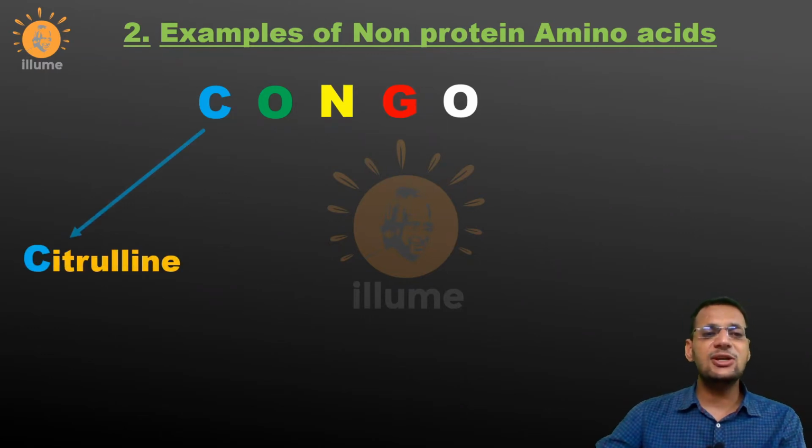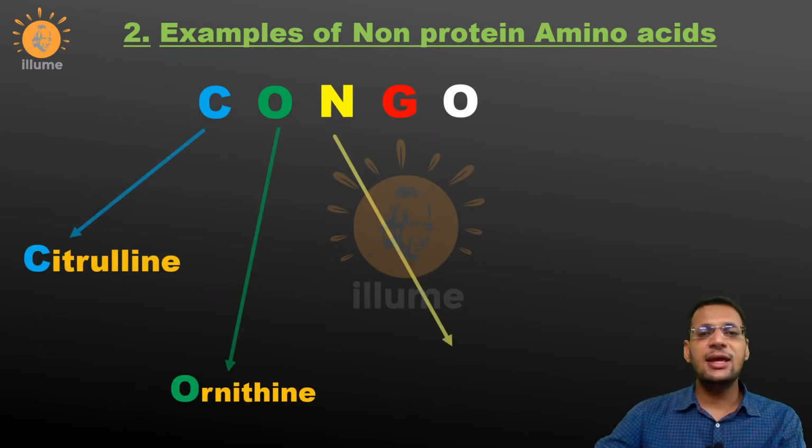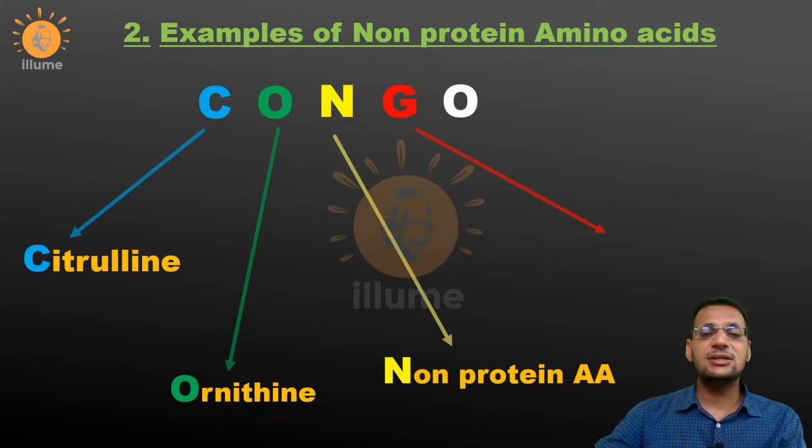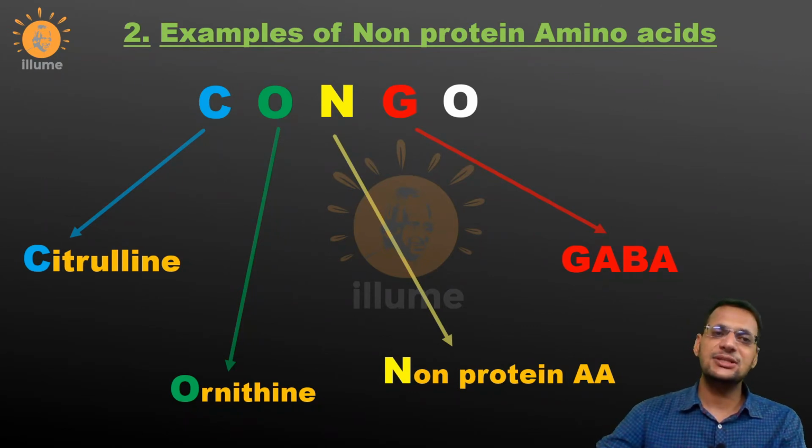C represents citrulline, O is ornithine, N is non-protein amino acids, G is GABA. So citrulline, ornithine and GABA, these are three amino acids which never form proteins, so they are called non-protein amino acids, and the rest of the amino acids form proteins.